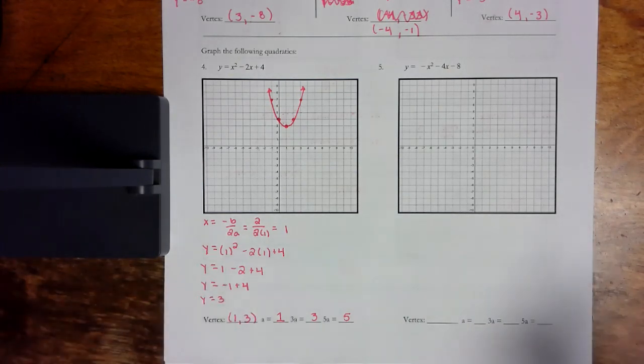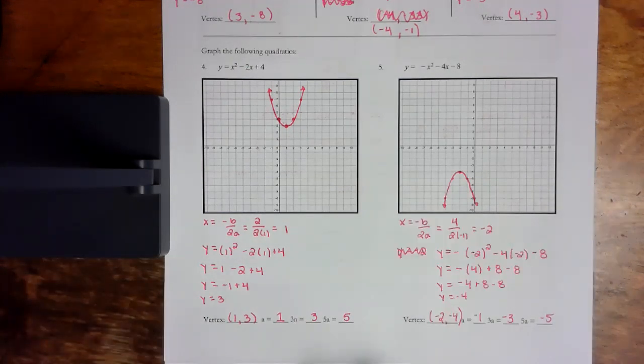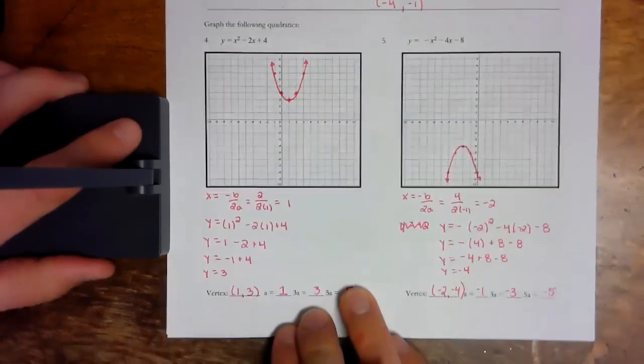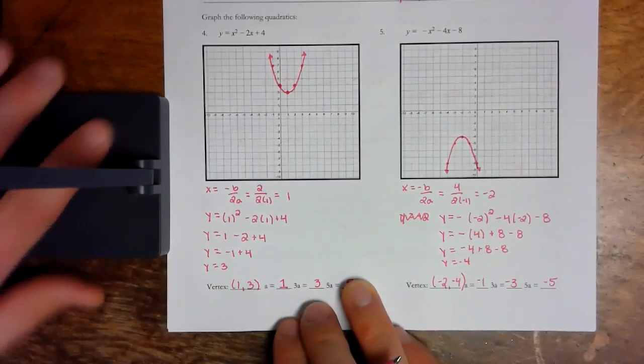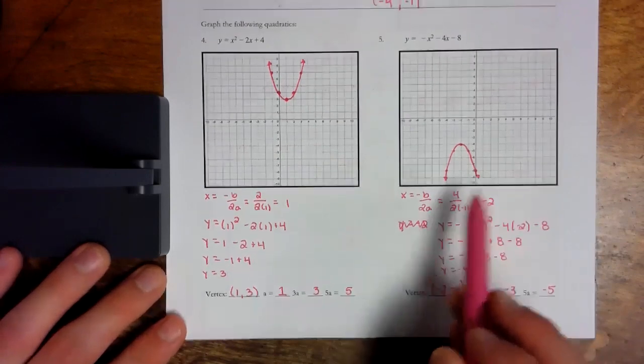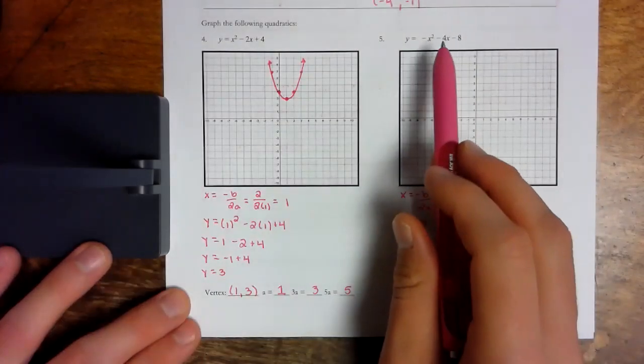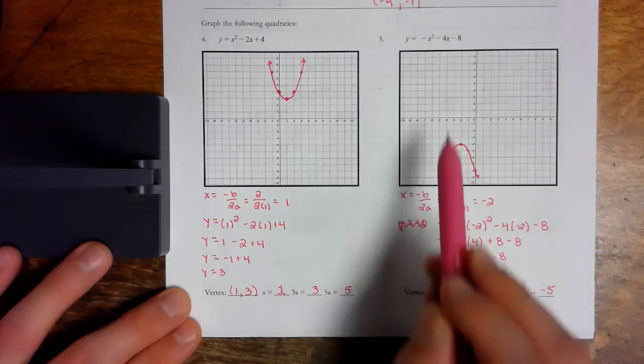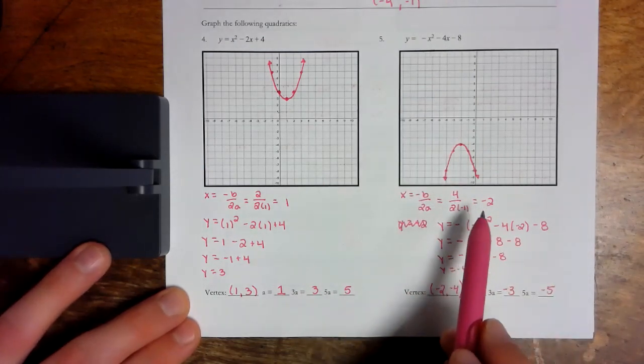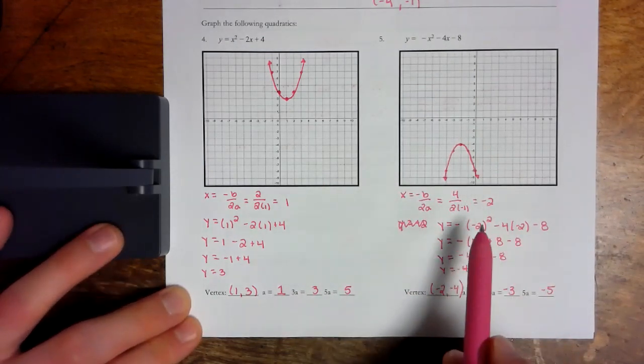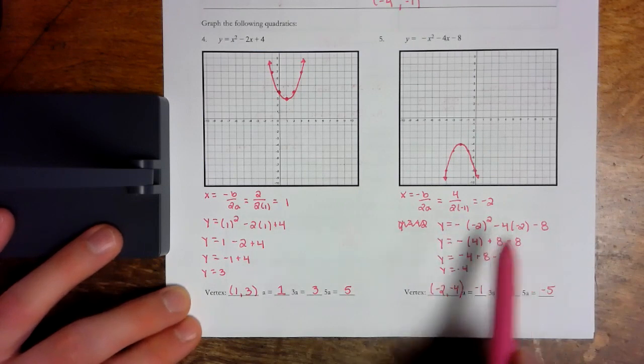All right, let's have you hit pause, work through number 5. I'll have the graph waiting for you after you unpause. All right, here's your work for number 5. Finding the x coordinate, nothing weird. Make sure you're switching the sign for b, so it's a positive 4 divided by 2 times negative 1, which is negative 2. Then subbing negative 2 back in, make sure you're putting it in parentheses.